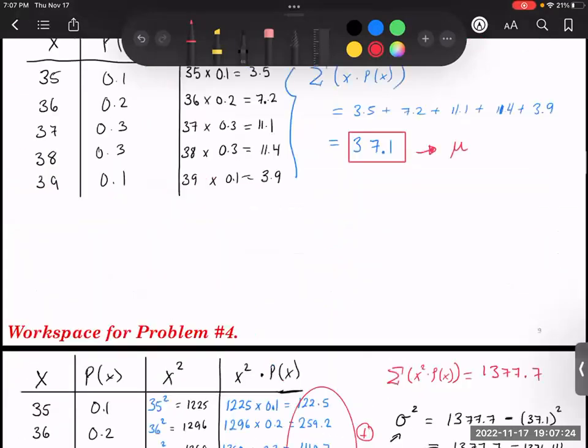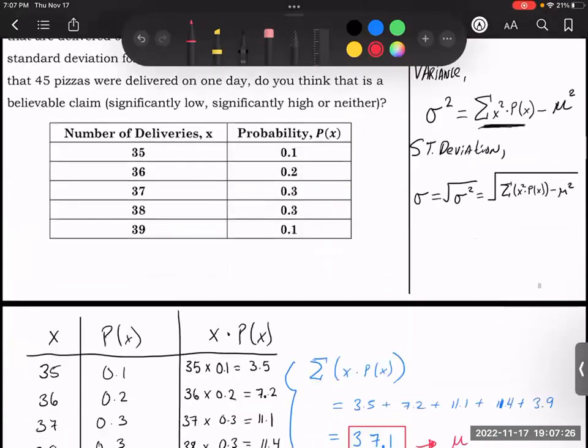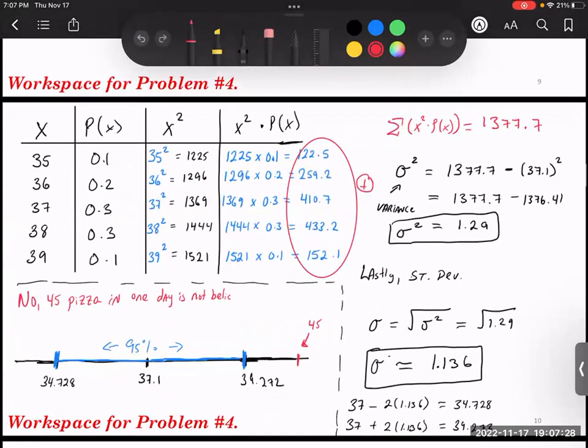How do I spell believable? Losing my mind today. There we go. 45 pizzas in one day is not believable. It is a significantly high value.